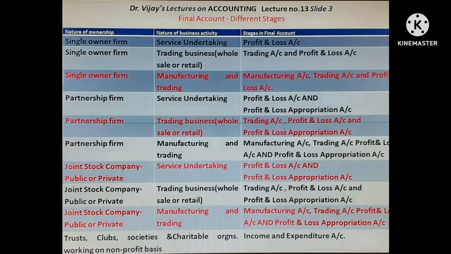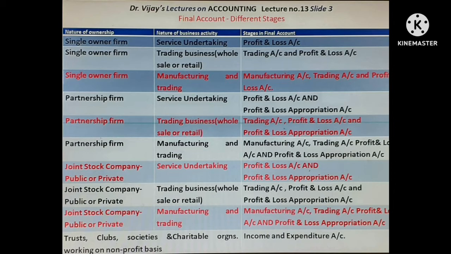Look at this table. The first column is nature of ownership of the firm, second is nature of business activity, and third, the stages required in the final account. A single owner firm doing some service activity, neither trading nor manufacturing, some repairs or some other service activity or some profession, need have only profit loss account. Only one stage in its final account, only profit loss account.